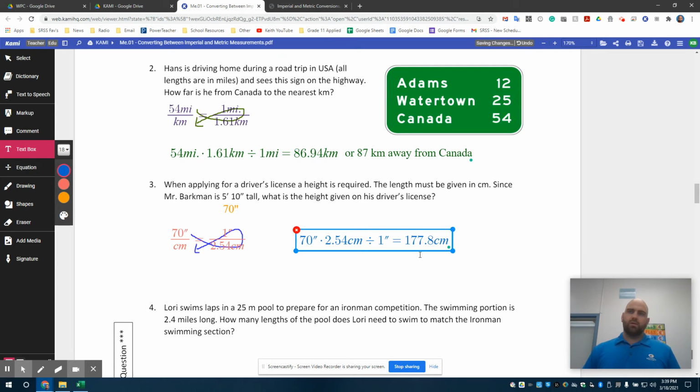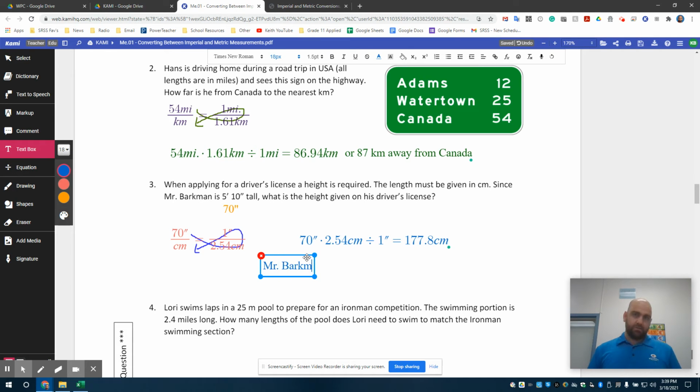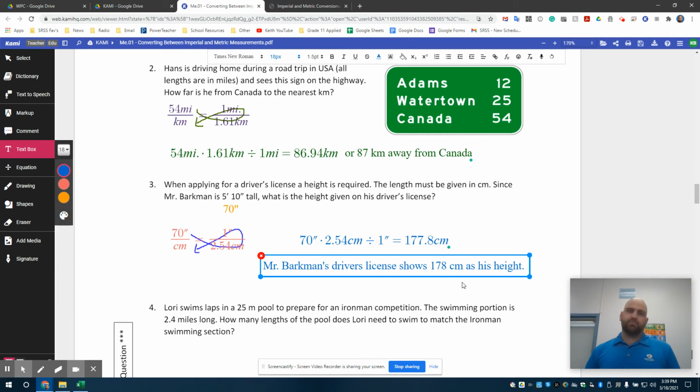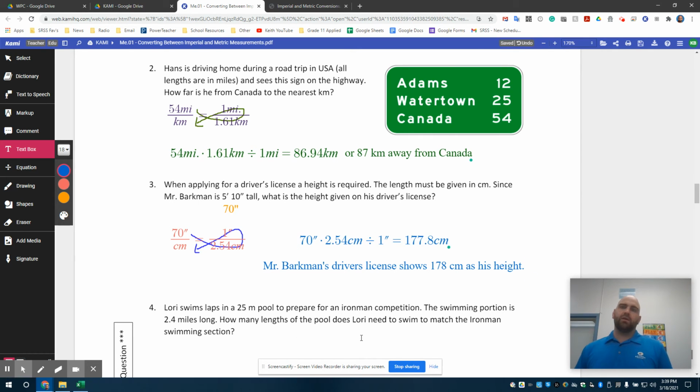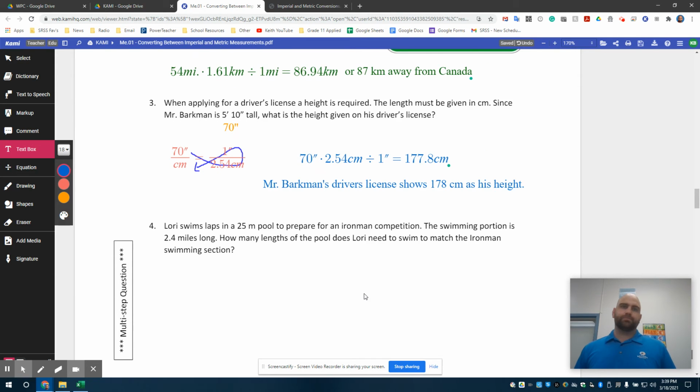And so if we look at there, the final answer would be Mr. Barkman's driver's license shows, let's just spell license correctly, shows 178 centimeters as his height. And that is in fact correct. My driver's license does show that I am 178 centimeters tall, okay, because I'm 5'10". So it's a conversion between 5'10" to centimeters.